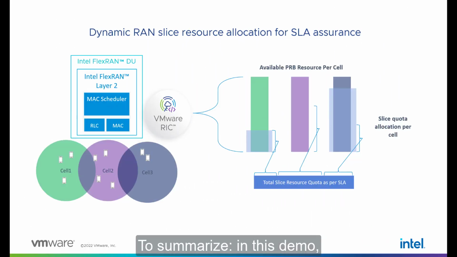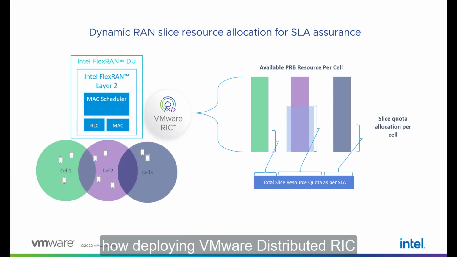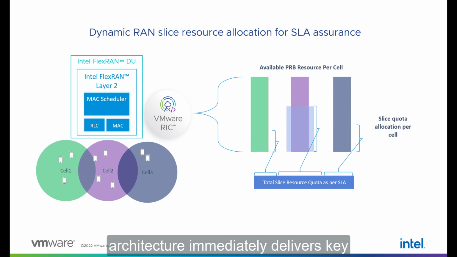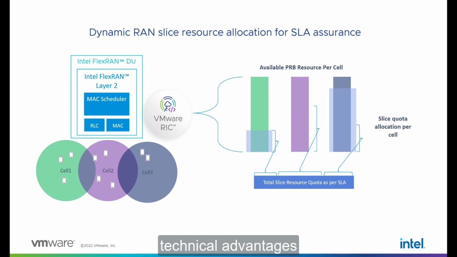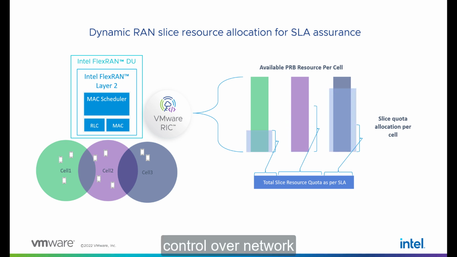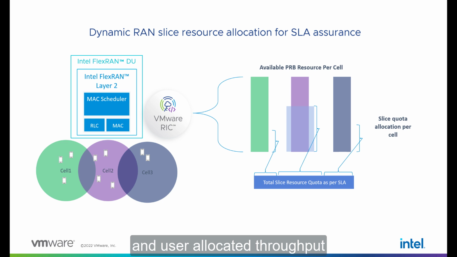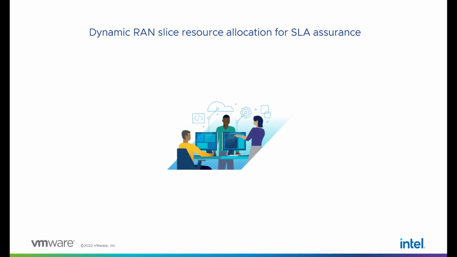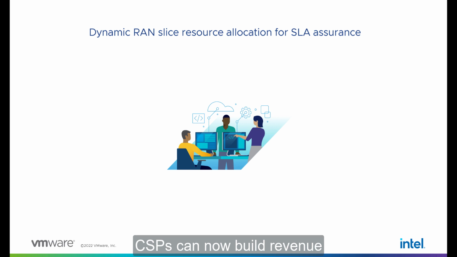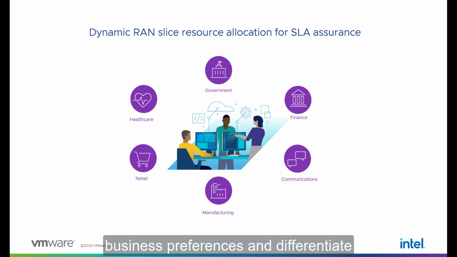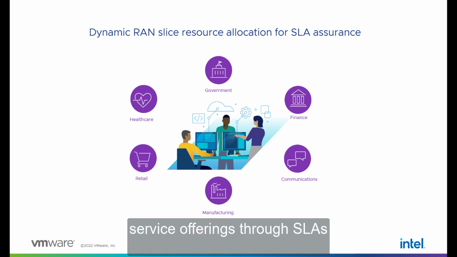To summarize, in this demo, we have seen how deploying VMware Distributed RIC with the Intel FlexRAN reference architecture immediately delivers key technical advantages, such as visibility of slices performance, control over network and user-allocated throughput, and maximization of radio resources utilization. CSPs can now build revenue-generating models based on enterprise customers' business preferences and differentiate service offerings through SLAs.